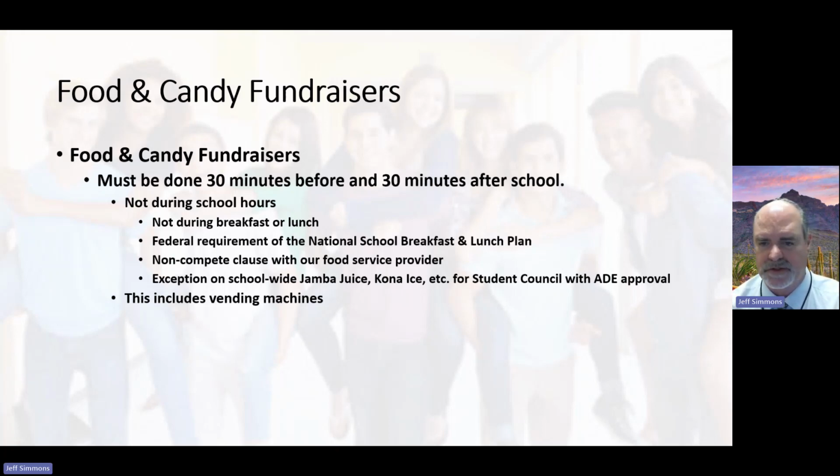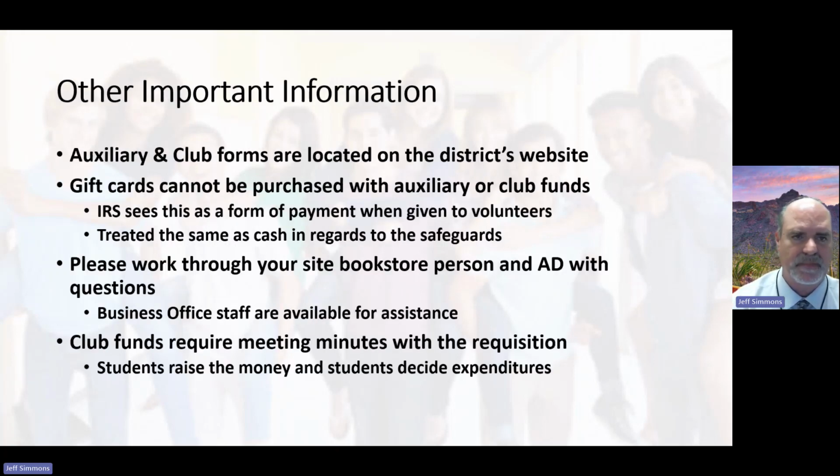So if you want to have Jamba Juice or Kona Ice or one of those companies come out for lunch, we're allowed to do that sporadically, maybe like once a month, but we have to fill out a form to do that. So contact us at the district level so we can get you that form and get the information filed. If you're planning on multiple of those events throughout the year, it's easier to file them all at once instead of individually. So if you have a plan and dates in mind, send that to us so we can file it with ADE. And this also includes vending machines being on during meal times.